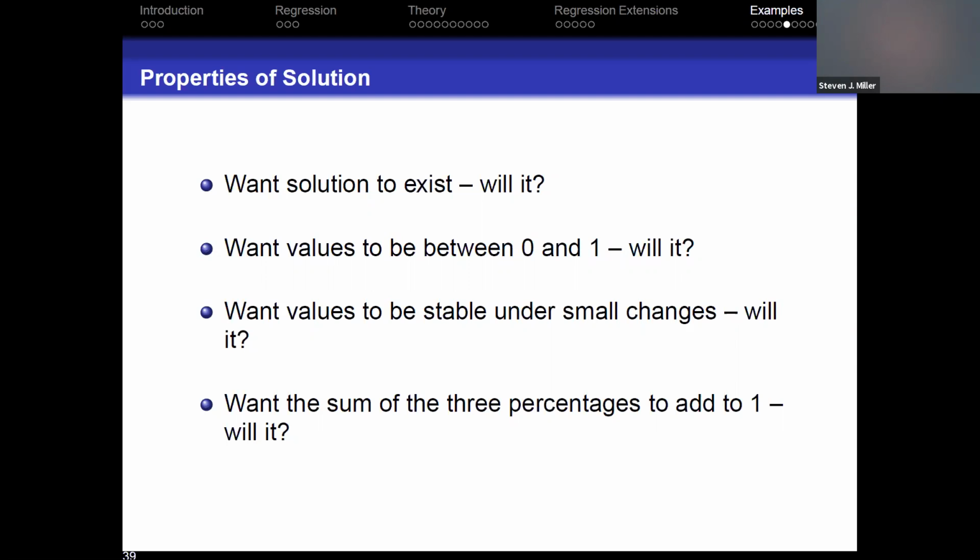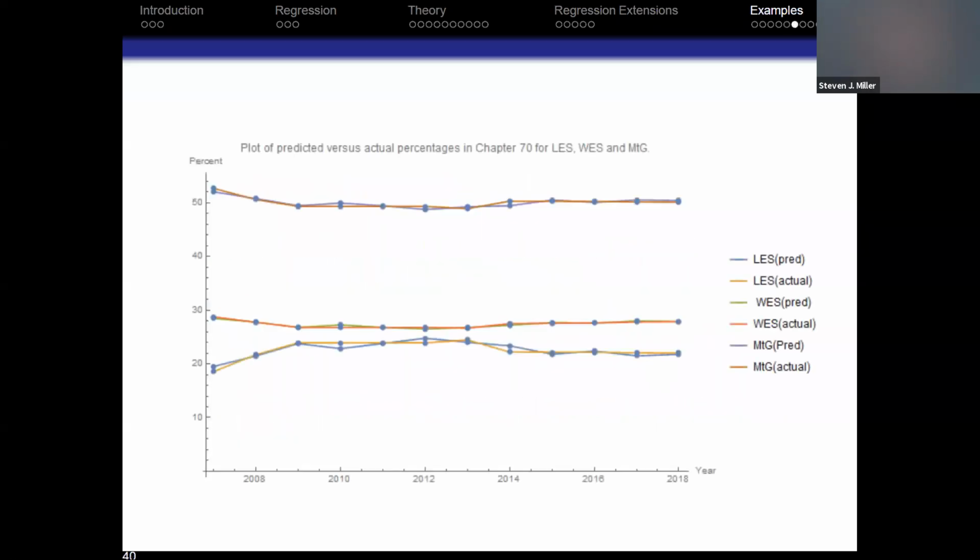If 1 or 2 businesses close or a few kids move out of the town, we don't want that to massively change how much money the formula assigns. And not surprisingly, we want the sum of the 3 percentages to add up to 1. We can't distribute more money than we have, and we don't want to leave any money on the table. What's nice is the solution possesses all of these properties, and a lot of these you can prove theoretically.